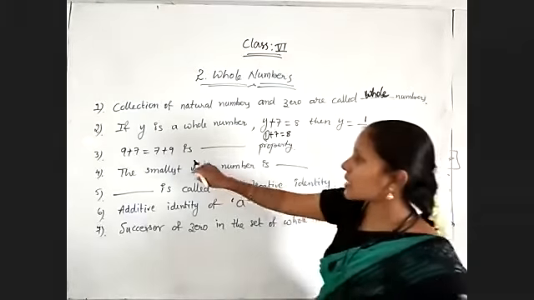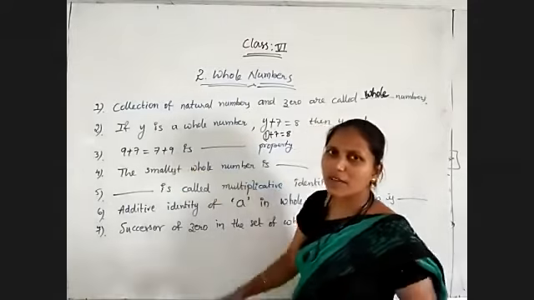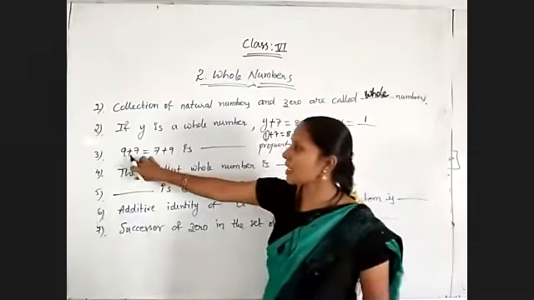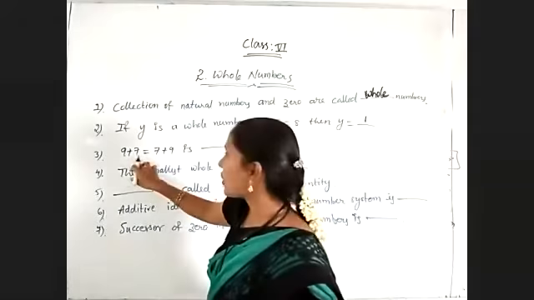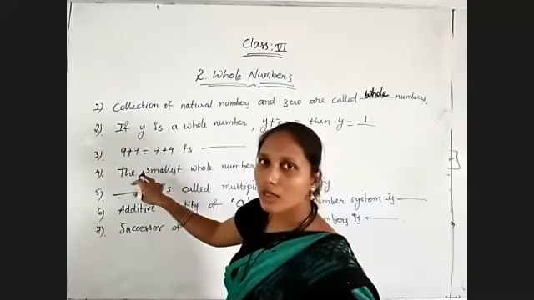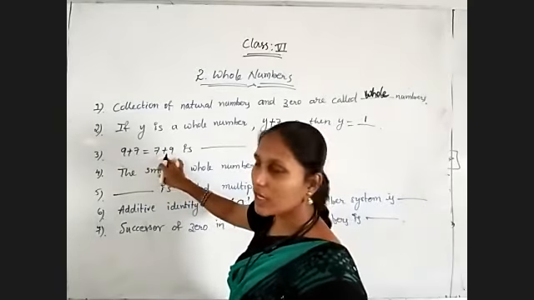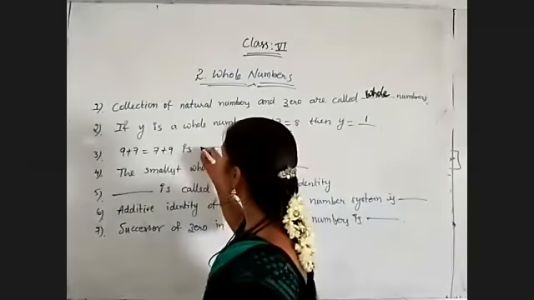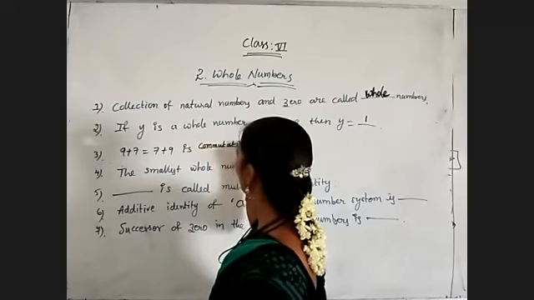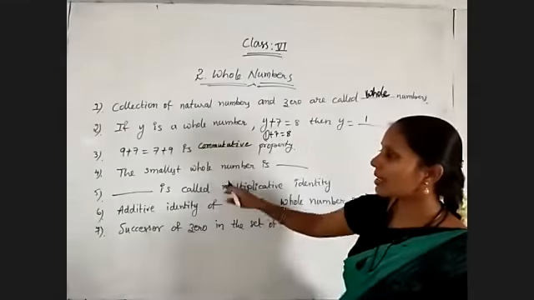Now coming to this one. 9 plus 7 is equal to 7 plus 9. So we have studied different properties. Which property is it? How many numbers are there here? 2 numbers and they have interchanged the numbers. So which property? Commutative property over addition, because here addition is used, so commutative property over addition if they are asking. Okay. Now coming to the next.